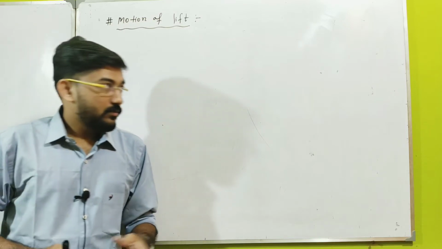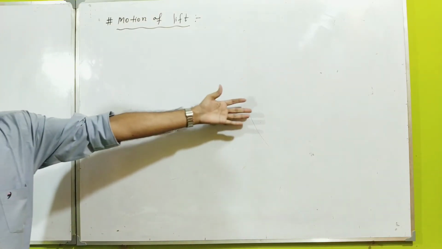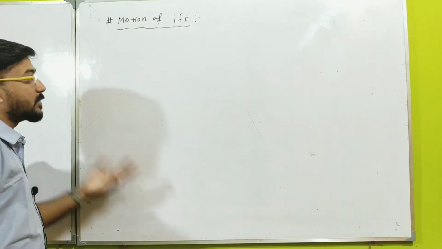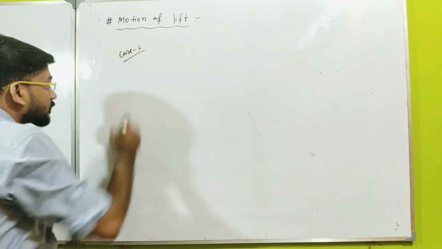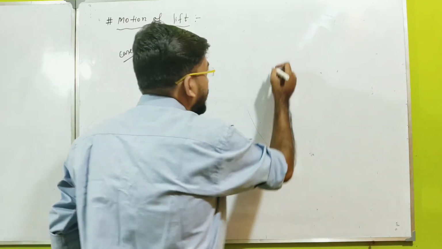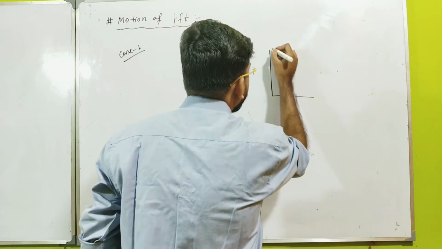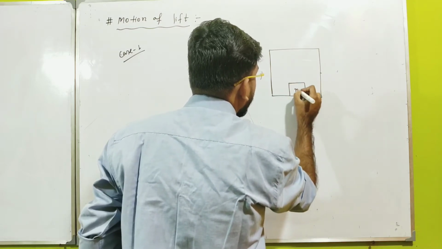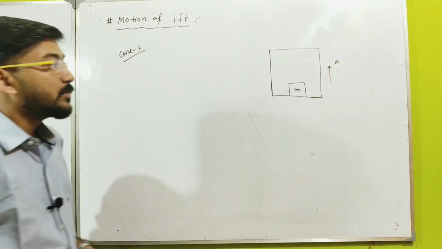Let me first discuss the motion of the lift with the help of Newton's second law, that is, from the inertial frame of reference. There are various cases, so let me take case 1. A lift is moving upward with an acceleration a, and an object of mass m is inside it. So what will be the apparent weight?